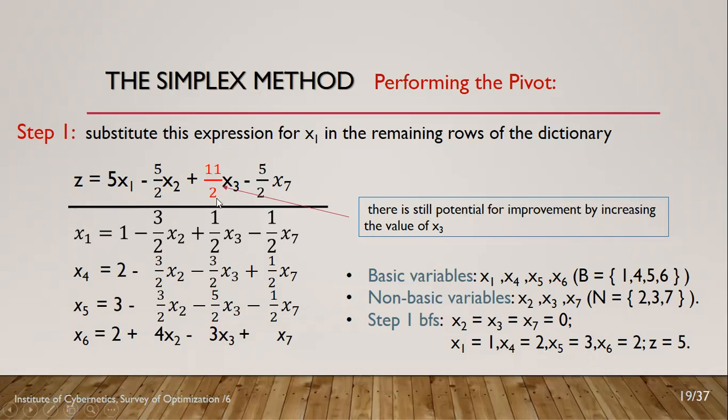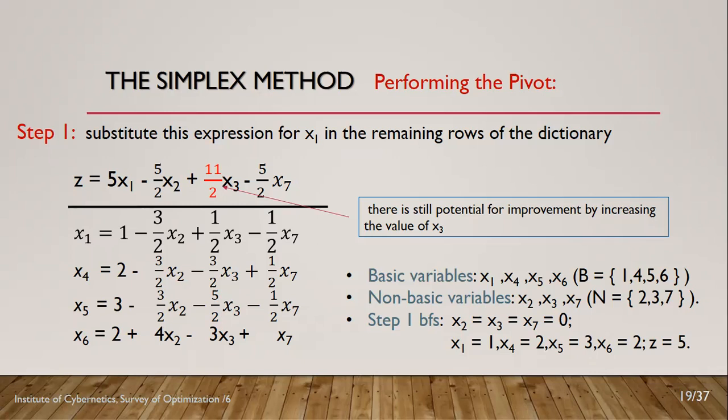Now, broadly speaking, we don't have to use the variable with the highest coefficient in the objective. Any variable with a positive coefficient will do. Nevertheless, picking the highest possible coefficient is a popular choice, and this choice is referred to as the Dantzig rule, because we definitely want to increase as much as possible, and it makes sense logically to use the largest coefficient. So that is pretty much the same.